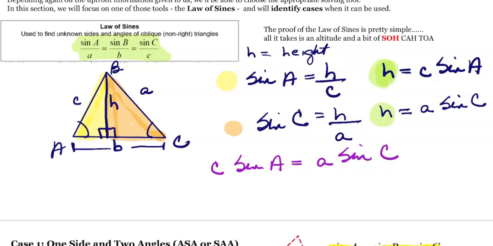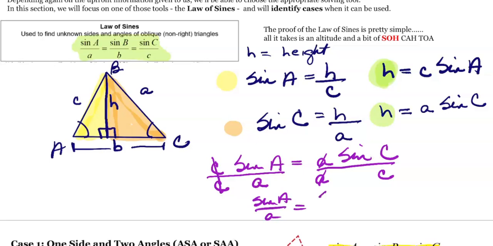Okay, let's do some manipulating, and we're going to follow the rules of algebra in doing it. I'm going to get sine A by itself, so divide by c. Whatever I do on the left, I must do on the right. Let's get sine C by itself. I'm going to divide by a. Whatever I do on the right, I have to do on the left. So let's look and see what I got as a result. Sine A over a equals sine C over c.